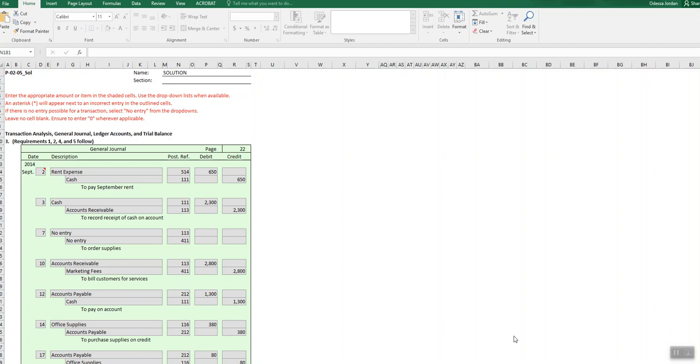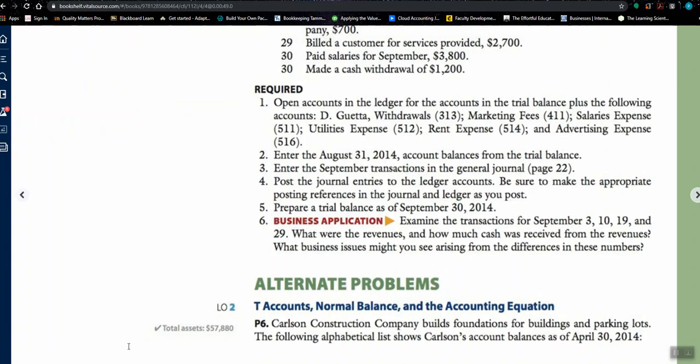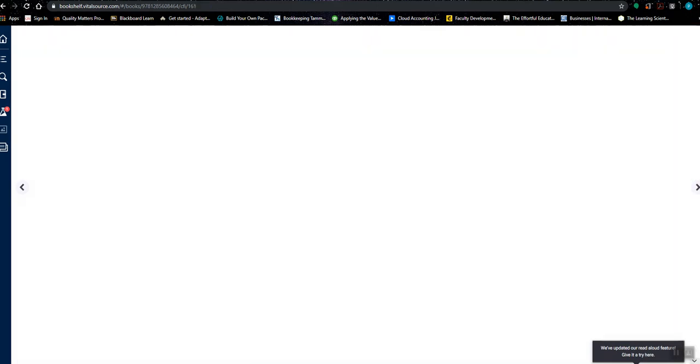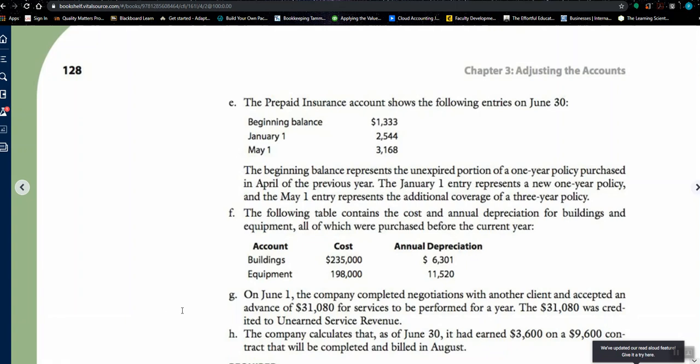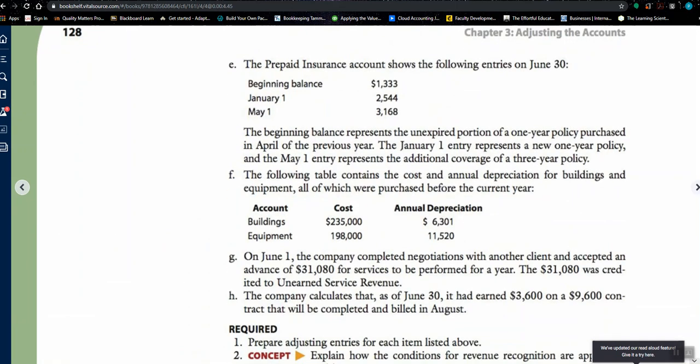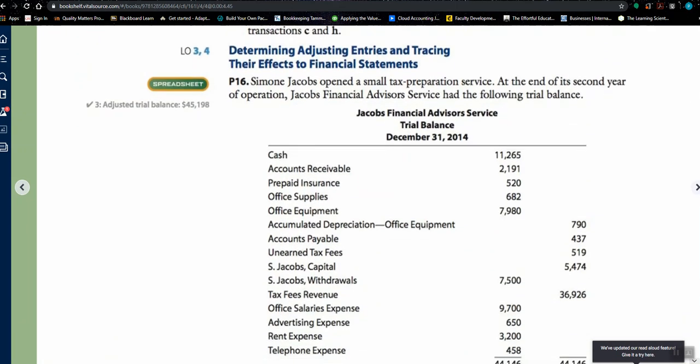In this next segment, we're going to go over the Chapter 3 exercise or homework. So let's take a look there. I believe this comes to us on page 128 in our textbooks. Problem 16.